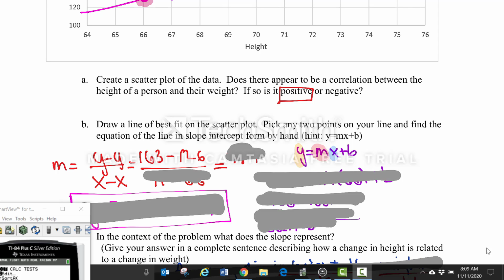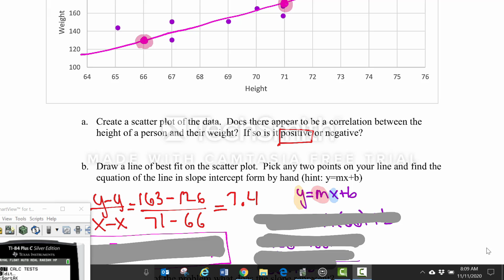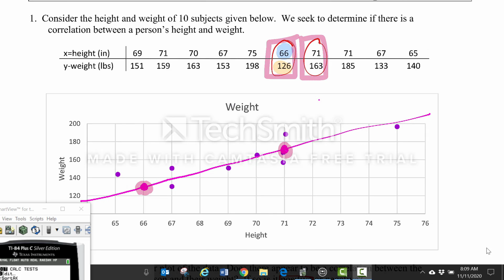Well, y minus y over x minus x, that gives you slope. The slope of my line is 7.4. Any questions how I did that? Because this is an x value, y value, x value, y value.